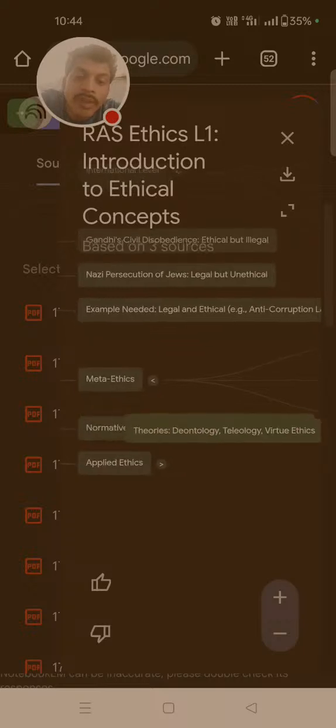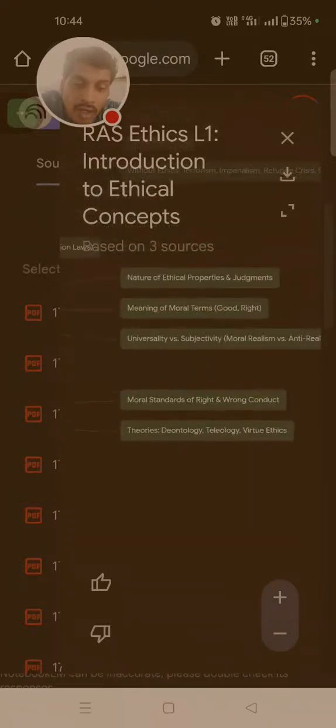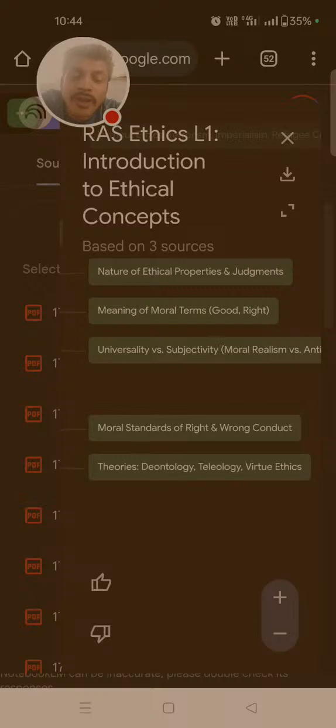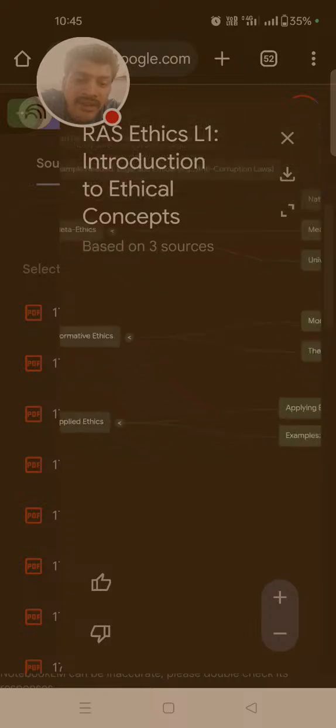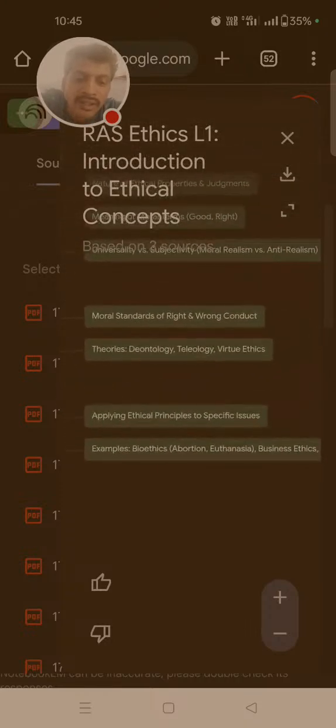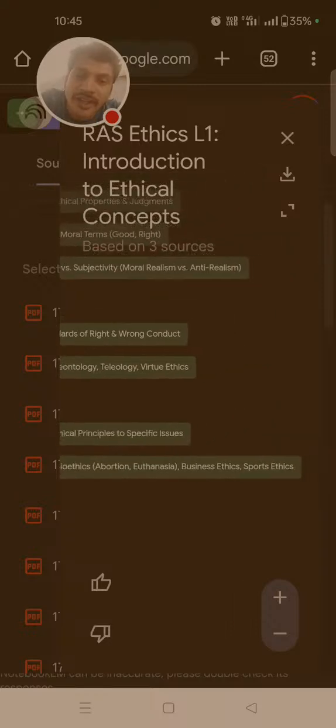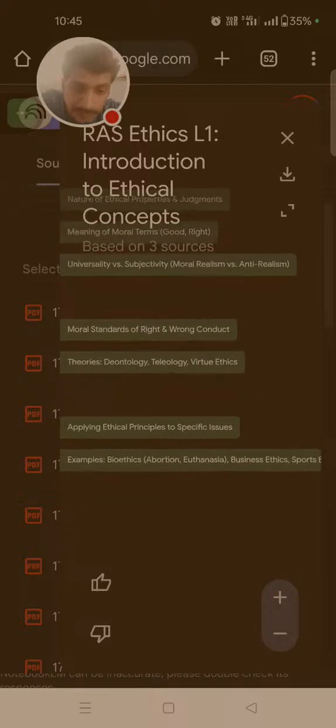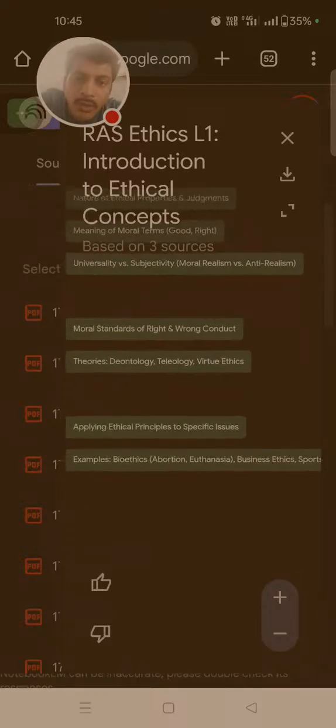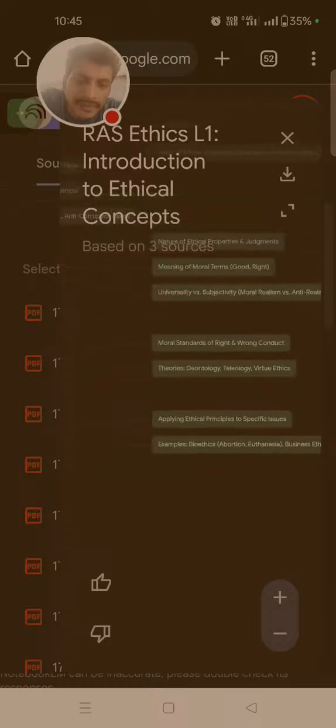Then comes normative ethics. It sets the moral standard of right and wrong in conduct. Theories like deontology, teleology and virtue ethics are there, and what should be. Then comes applied ethics. Applied ethics applies ethical principles to a specific issue. For example, bioethics in abortion and euthanasia, and business ethics and sports ethics. On the basis of certain conditions, applied ethics takes place.